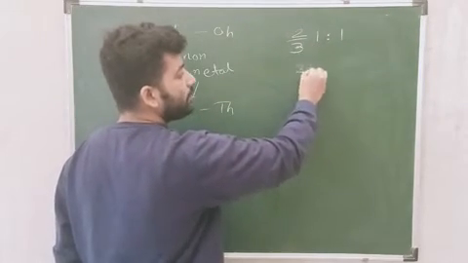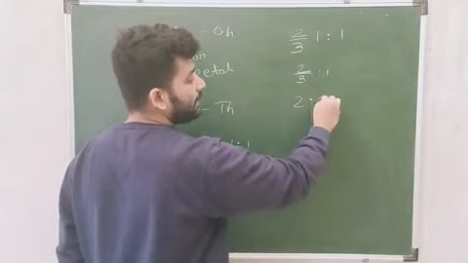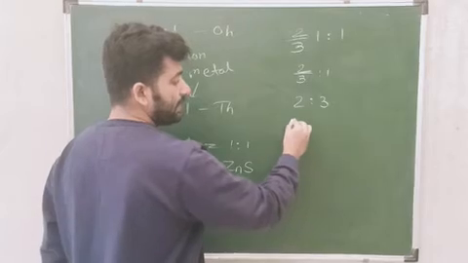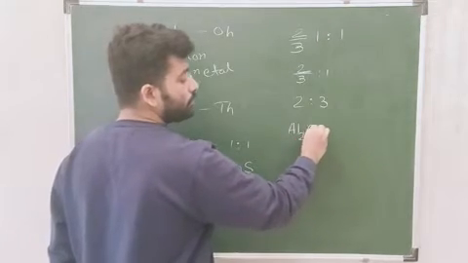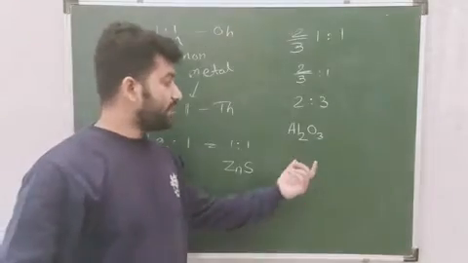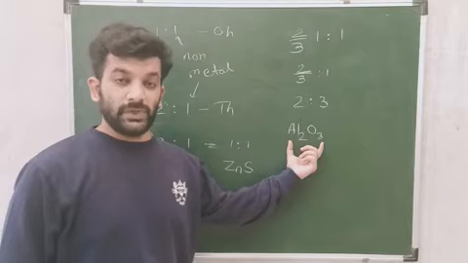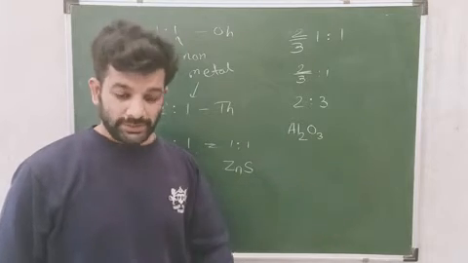So what will we get? 2/3 to 1. These 3 will go for multiplication and we will get the ratio as 2:3. That means aluminium is 2 and atoms of oxygen are 3. In this way we will get the formula for aluminium oxide, that is Al2O3.